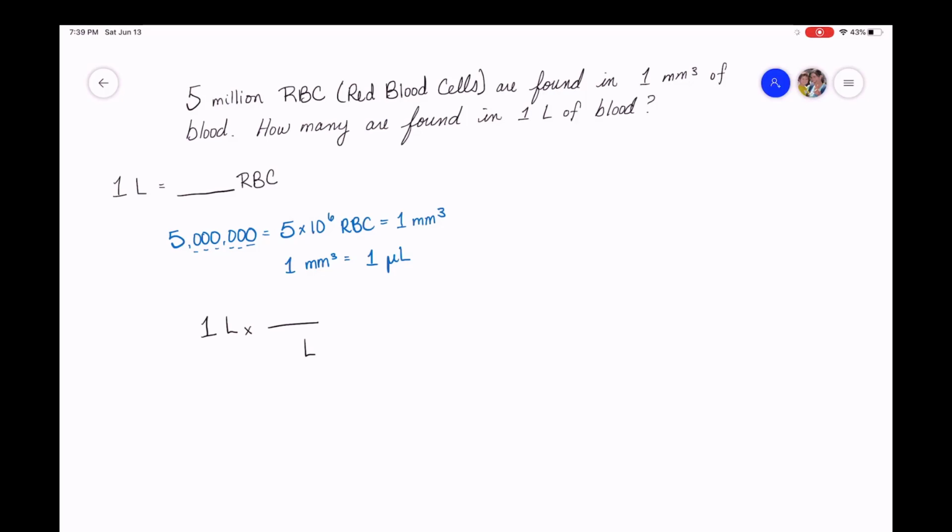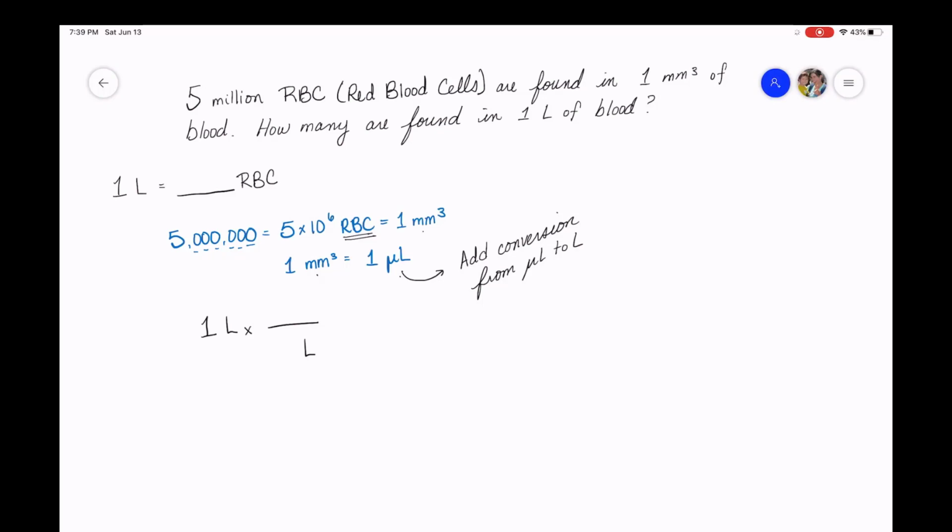So again, you'll start with 1 liter, multiply, line, put liters on the bottom. Nothing in here is going to be helpful, but the closest thing we have is microliters. So you're going to need to go from liters to microliters and then apply those 2 conversion factors to finally get to a number.